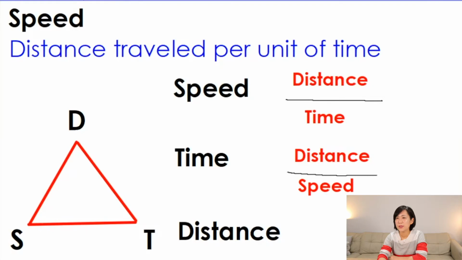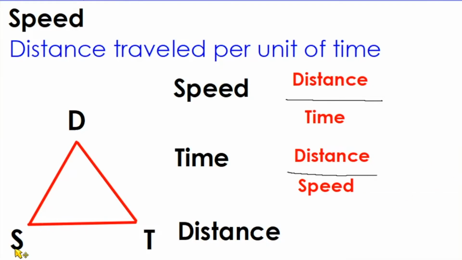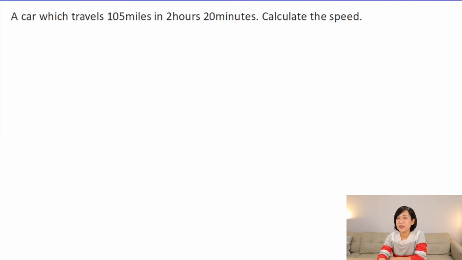Now let's talk about the distance. Distance is on the top of the triangle, and you've got speed and time in the same row. That means you need to times them together. So try to draw the DTS triangle so that you can remember the three formulas. Now let's have a look at the examples.